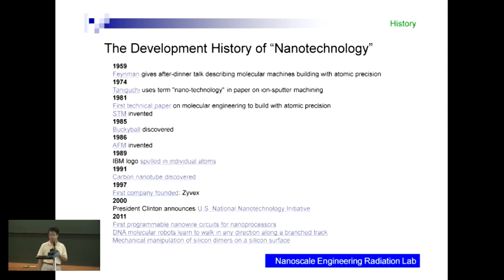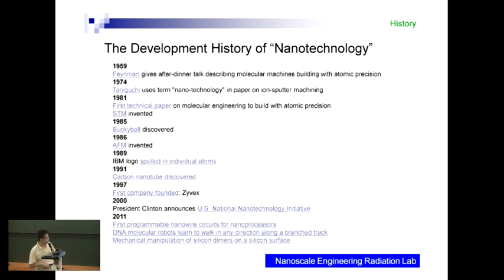And the history, I conclude here. Basically, Richard Feynman gave the talk in 1959. And after that, basically, nanotechnology has formally initiated. For example, in 1974, the Japanese researcher Taniguchi used the term nanotechnology in a paper. In 1981, the first technical paper was published and the scanning tunneling microscope was invented. And here are some other important progresses, like the first company founded.